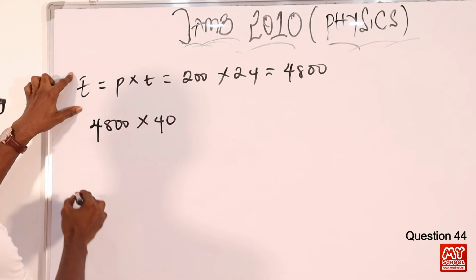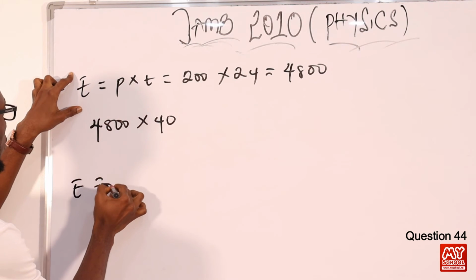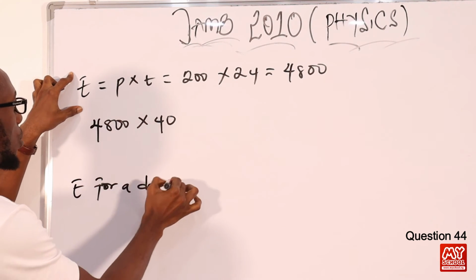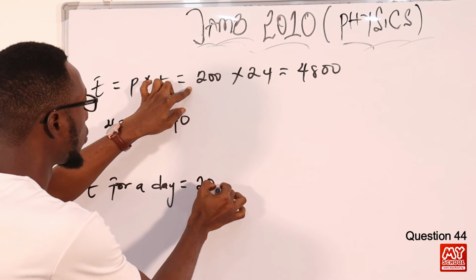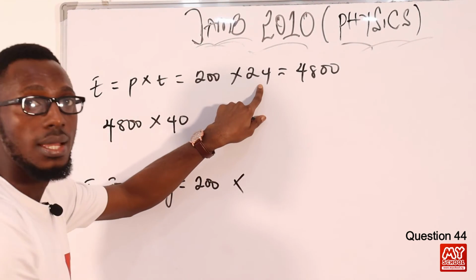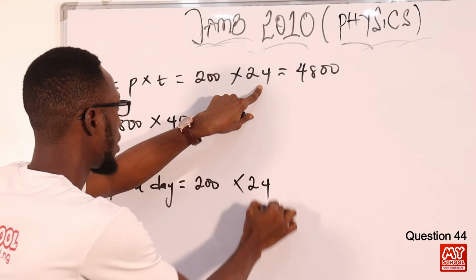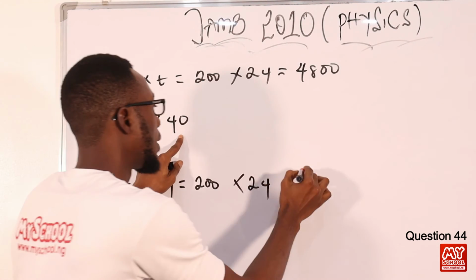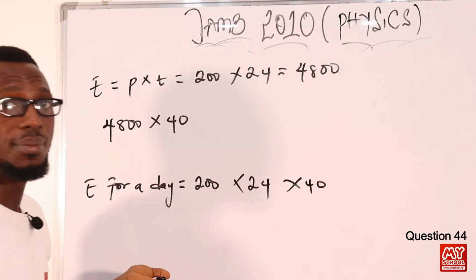The energy consumed for a day: we talk about the power of the bulb, which is measured in watts, that is 200, times the duration, which is 24 hours, times the amount per hour, that is 40. That's the same thing that we have there.